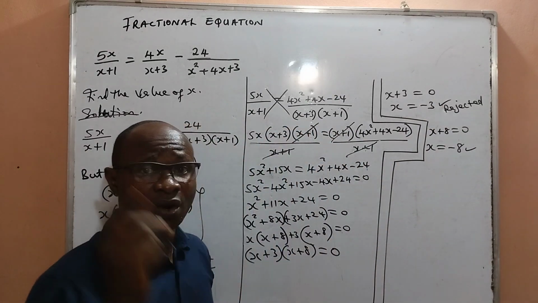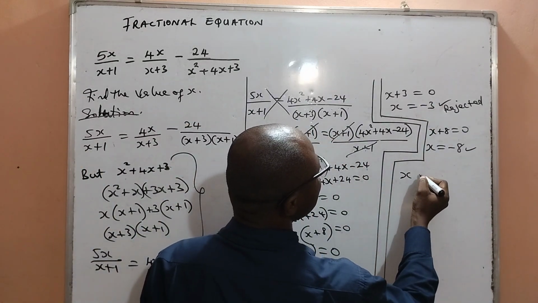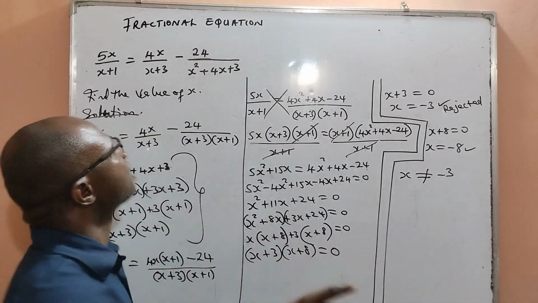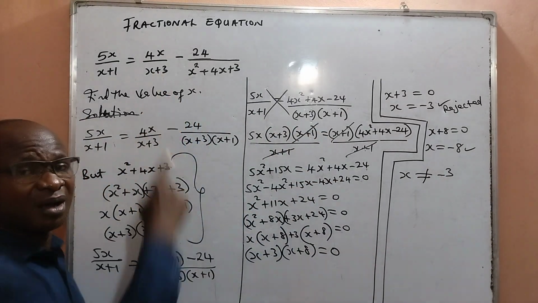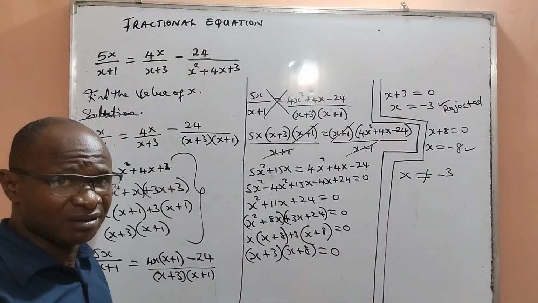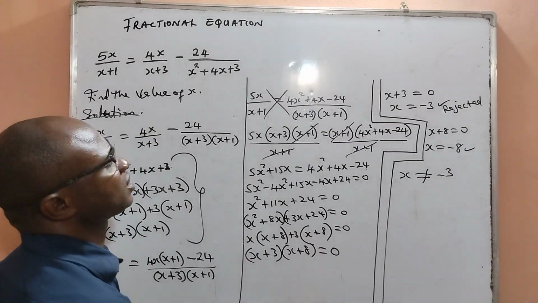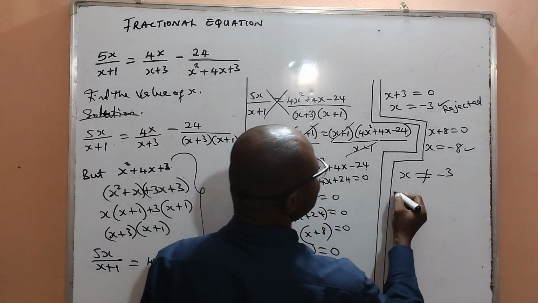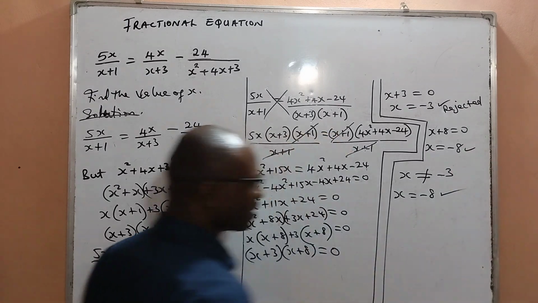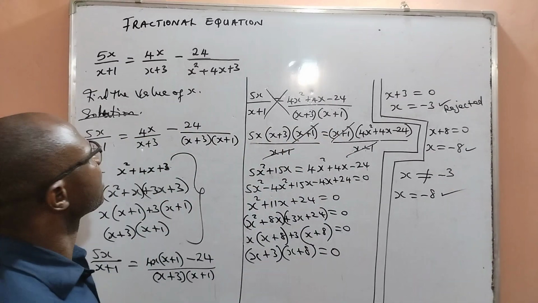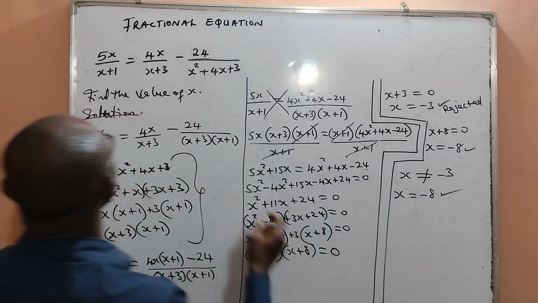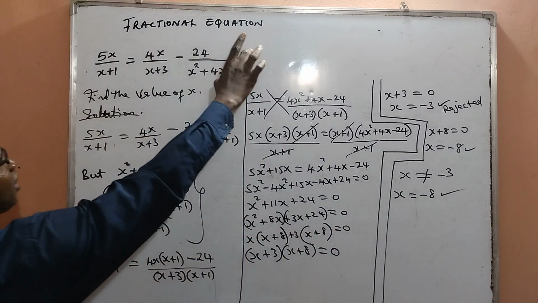Okay? That is, what it means is that x cannot be equal to minus 3, because when x becomes minus 3 here, okay, I will have minus 3 plus 3, which is 0. And anything over 0 is an undefined expression. Therefore, we conclude that the answer is equal to x equal to minus 8. Final answer.